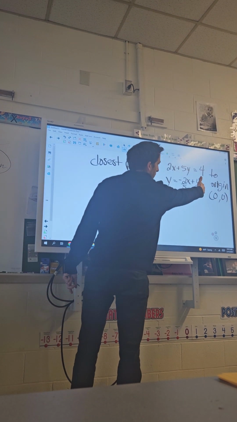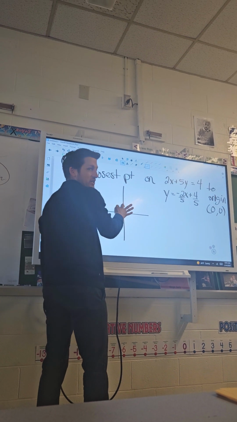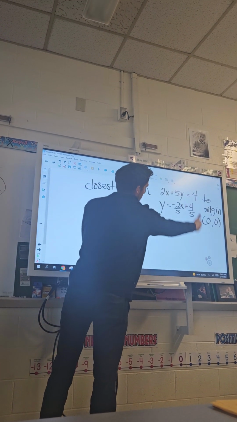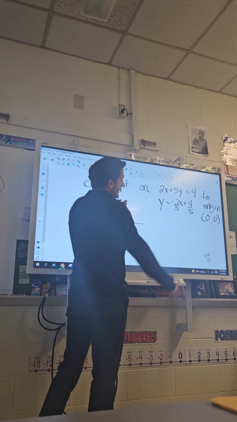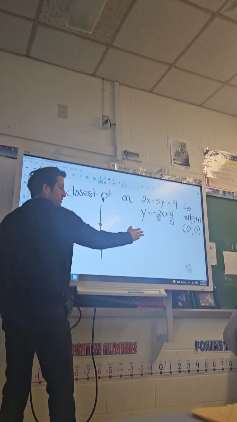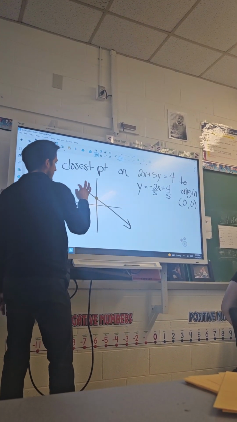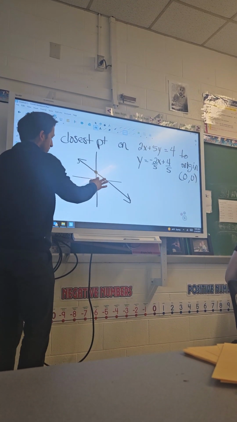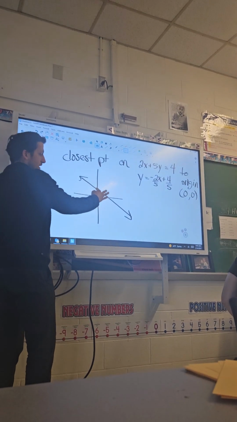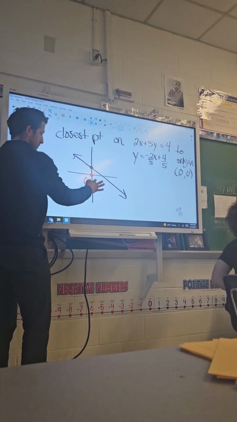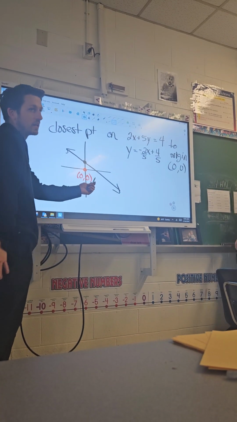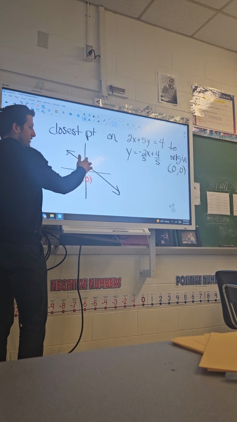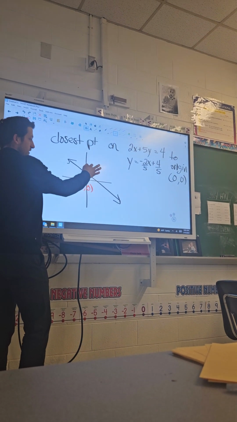Okay. The y-intercept, I'm just trying to get a rough sketch of what's happening. The y-intercept is like 0.8, and it's a negative slope. Go down 2, to the right 5. I just want to be able to visualize what's happening. Okay. Origin, I'm minimizing this distance. I know one of the x and the y values, but the hard part is the x and the y values for this.